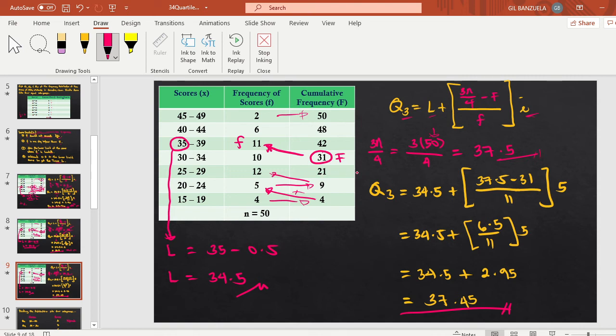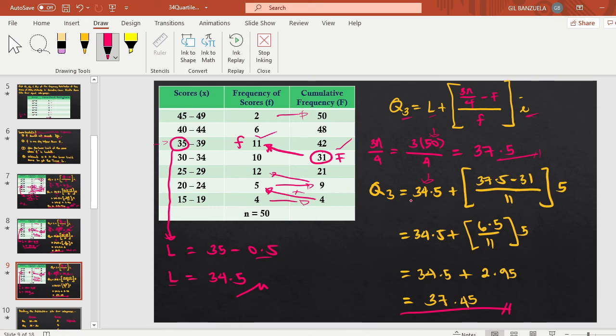Again, take note, the cumulative frequency should not exceed the value of kn over 4, that's why we choose 31 as our cumulative frequency. Then one step higher to the left, we will get the frequency where the lower limit is located, and that is 35, to be subtracted by 0.5 to get the true lower limit, which is 34.5, and we're going to plug that into our formula.